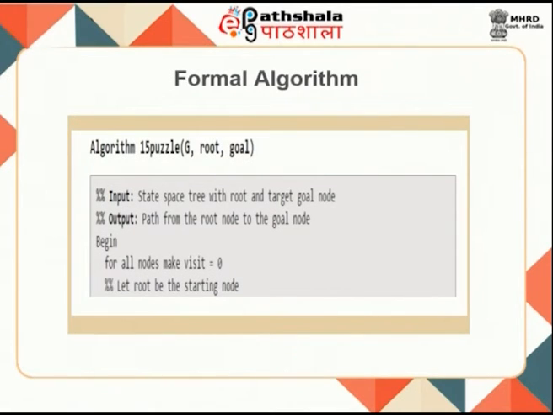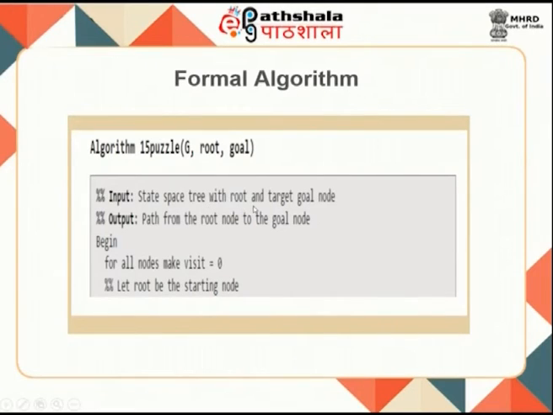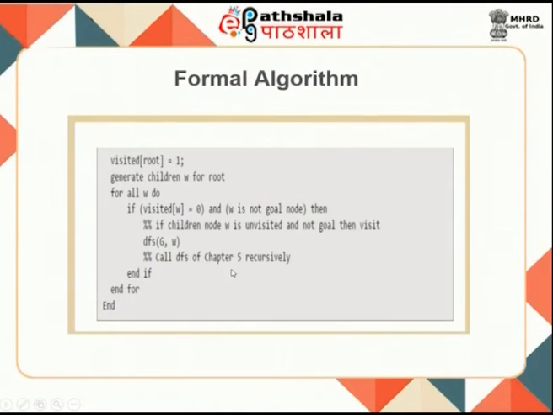So, now coming back to the 15 puzzle game, just recollect, we have generated the search space tree where every node represents a configuration. So, this is how the algorithms are modified. The input is going to be a tree with a root, that is the initial configuration, and the target configuration. Initially I have not visited any nodes, so I will just make it 0. Then I visit the root, I change the status to 1, and I generate the children for the root, and I repeat this for all the children.